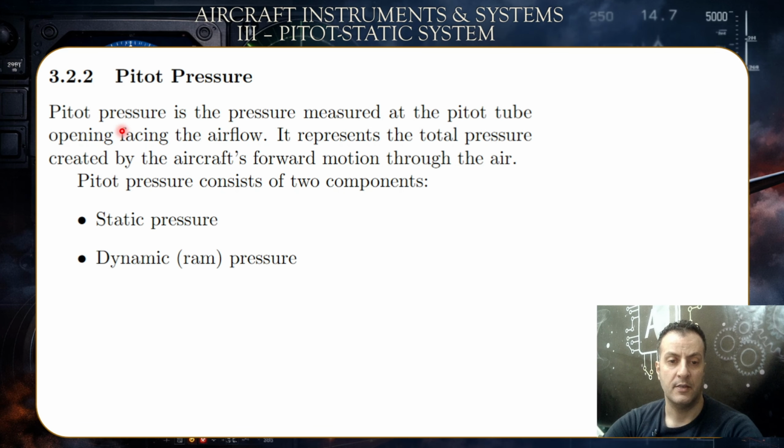Pitot pressure. So, pitot pressure is the pressure measured at the pitot tube opening facing the airflow. It represents the total pressure, which is the static pressure plus the dynamic or ram pressure, the pressure of the air entering. Dynamic pressure is not measured against a surface; it is the pressure of the air flowing through the pitot tube, which is again 1/2 rho V squared. So the pitot pressure is the sum of both static pressure plus the dynamic or ram pressure created by the aircraft's forward motion through the air.